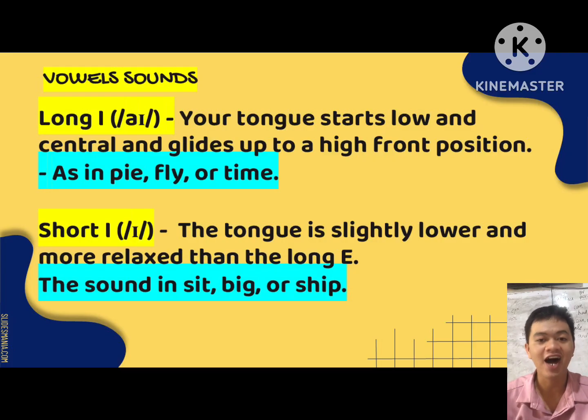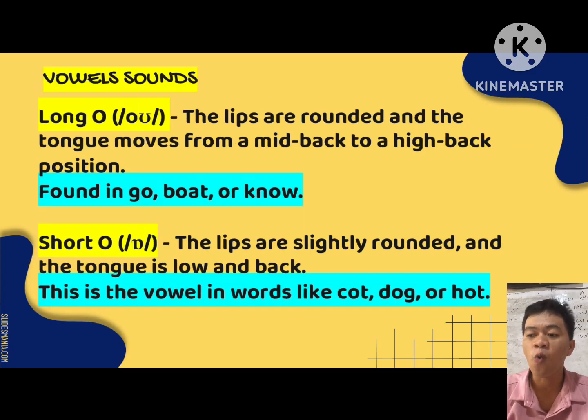That's a short I. Next we have the long O. The lips are rounded and the tongue moves from the mid back to the high back position, like the words go, boat, and no. That's a long O.